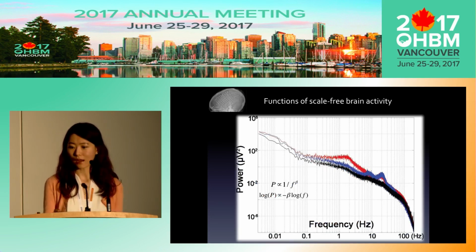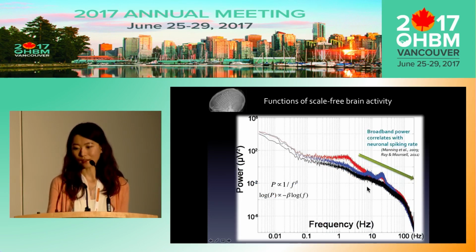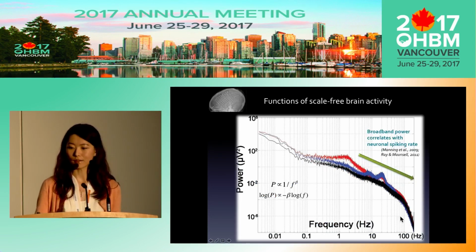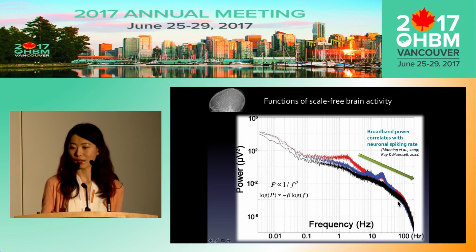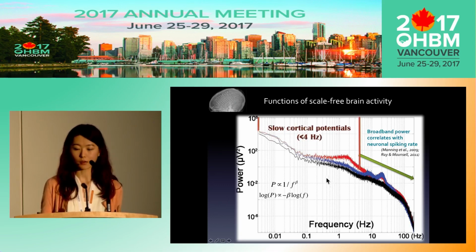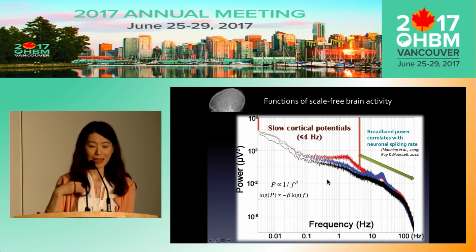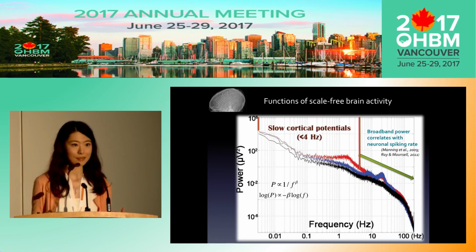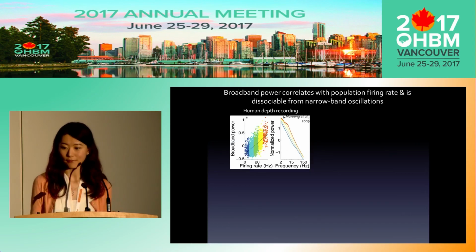So next, I'd like to talk about functions of scale-free brain activity. Coming back to the ECoG power spectrum, it is now well established that in the high-frequency band, the so-called broadband gamma range, the power of that signal correlates with neuronal spiking rate. And the low-frequency range, the so-called slow cortical potential, is known for the shift, negative versus positive shift, and the phase of this signal carries a lot of functional significance.